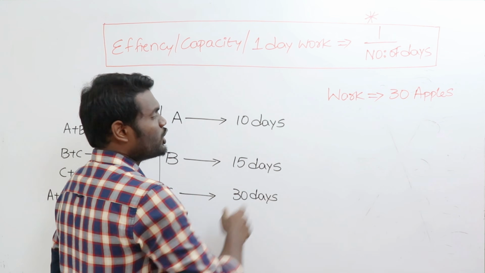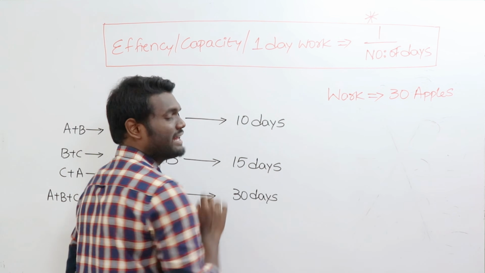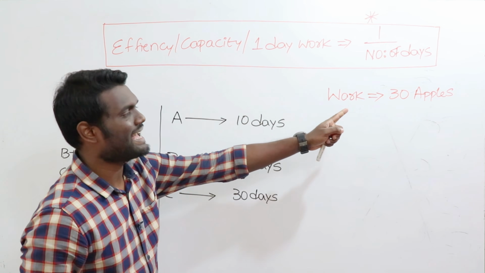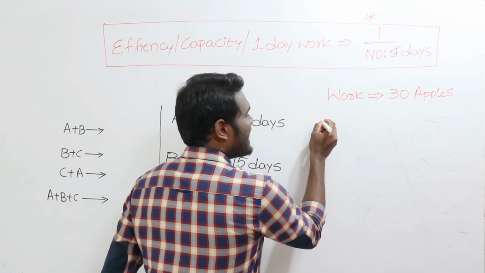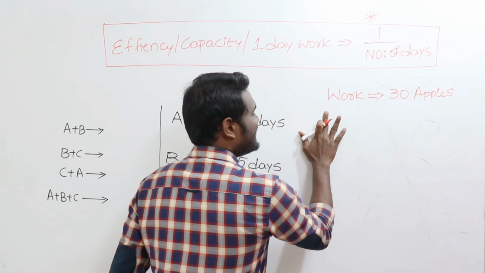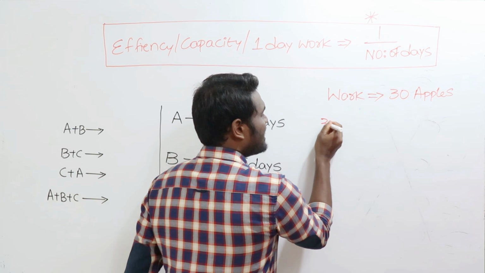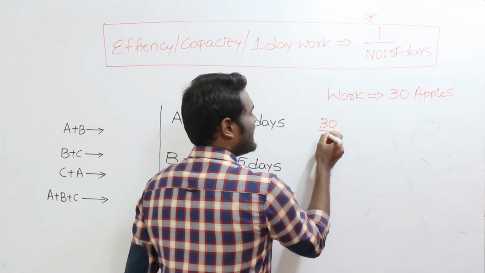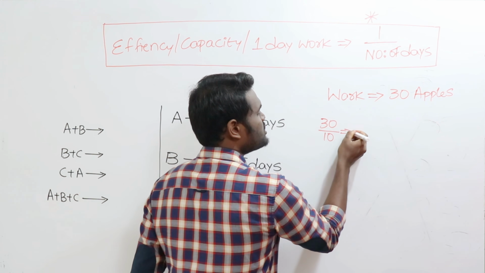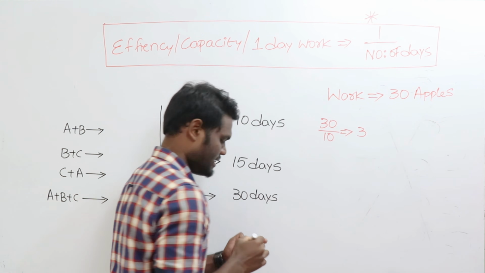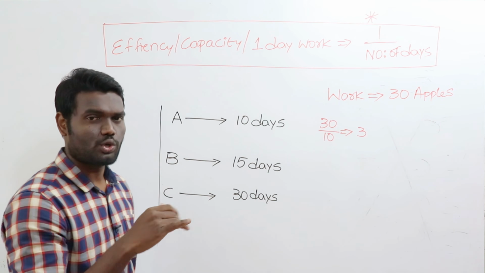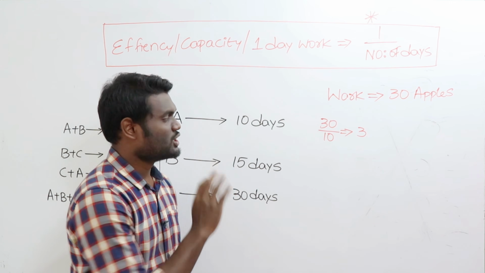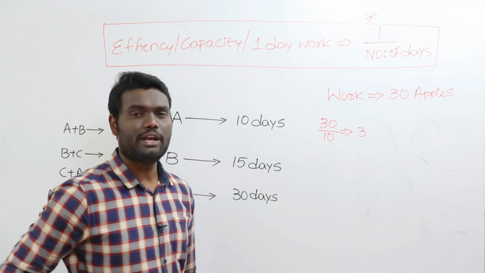Now if you look here, to eat 30 apples, A will take 10 days of time, which means how many apples can A eat per day? A can eat 30 by 10. Because total apples are 30 and he takes 10 days, A will eat 3 apples per day. I was writing this in detail because this is my first question, so later on I will not write it in detail.